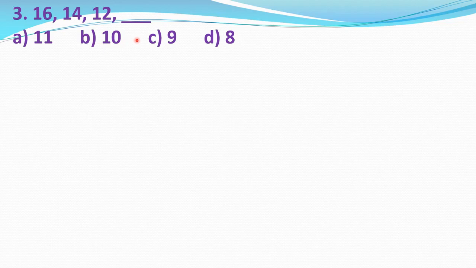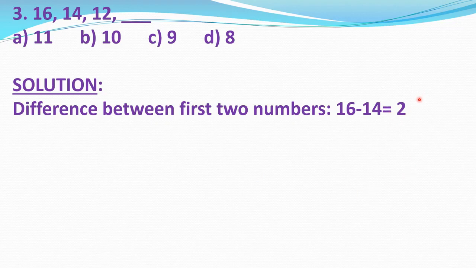Now in question number 3, it is given 16, 14, 12 and dash. And you can see the numbers are in decreasing order, meaning the numbers are getting smaller. First it was 16, then 14, then 12, and we have to find the next. And the options are A 11, B 10, C 9 and D 8. So first of all we need to find the difference between the first two numbers, and that is 16 minus 14 is equal to 2.